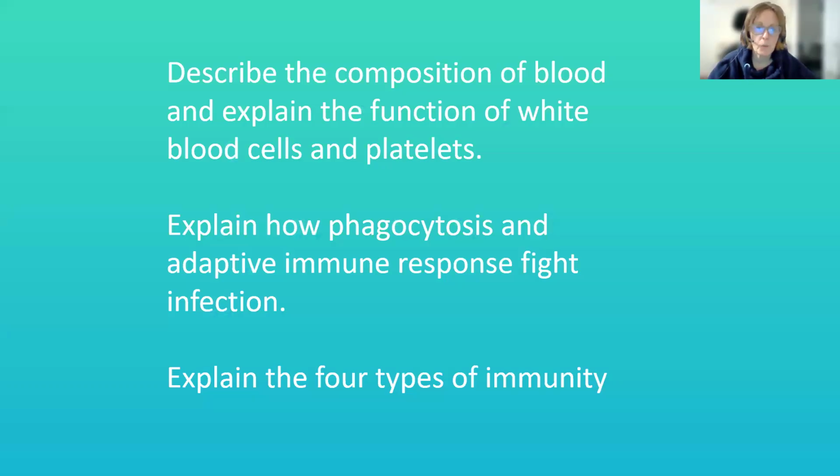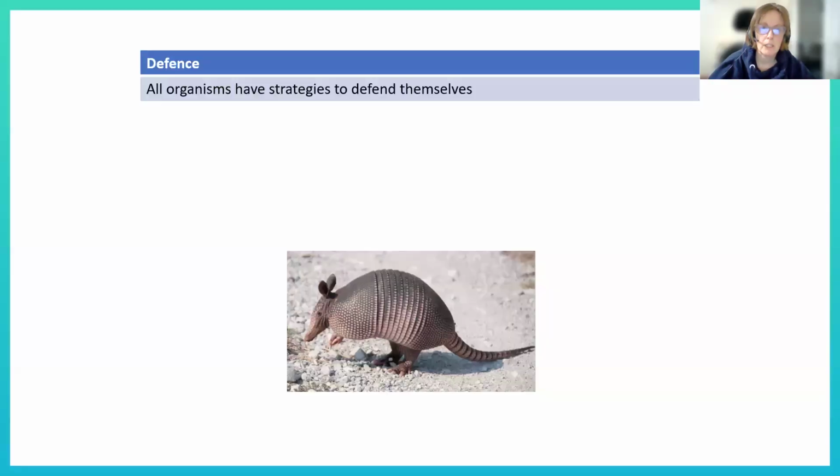So what we're looking at today is the composition of blood and the function of the white blood cells. Not looking at platelets today, but we will look at platelets. We're going to have a look at phagocytosis again and the adaptive immune response this time. We've had a look at some parts of the immune response, but not the adaptive immune response. And we're going to have a look, if we get to it at the end, at the four different types of immunity that we have in our system.